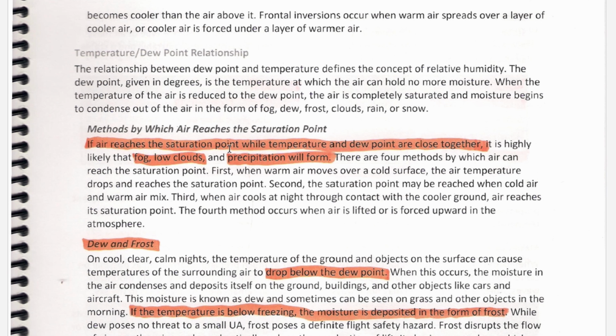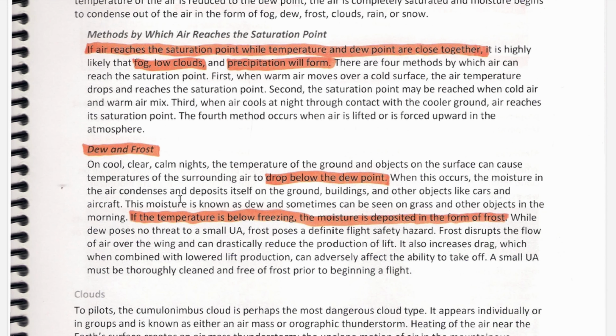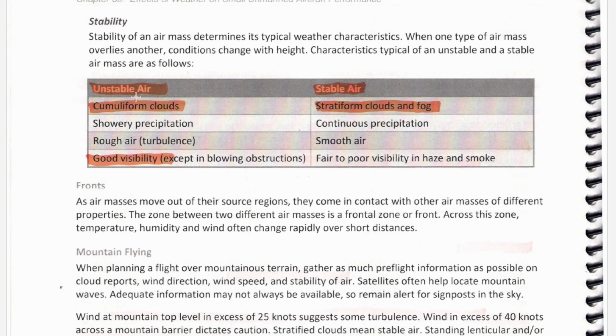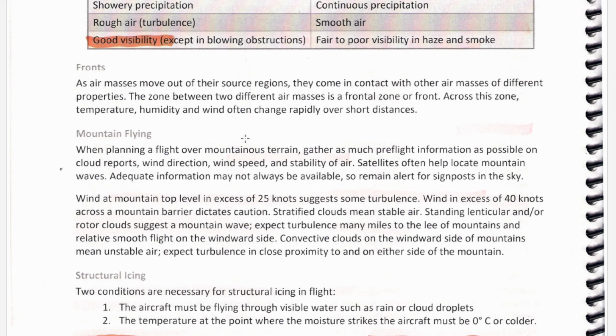So if you reach your saturation point, when your temperature and your dew point are close together, you're going to get fog and low clouds, and precipitation will form. Dew and frost, you need to know that. The only difference is their temperature. I don't think I had a single question about this, and it was drilled into me because other people talked about it on their YouTube. Unstable air, good visibility. Stable air, poor visibility. But I would recommend you memorize that.